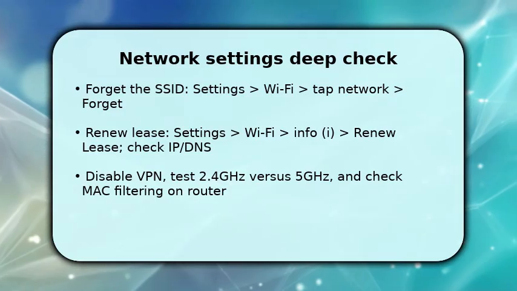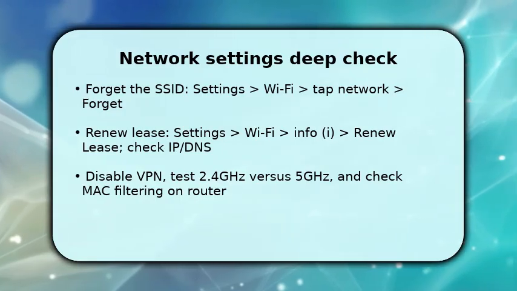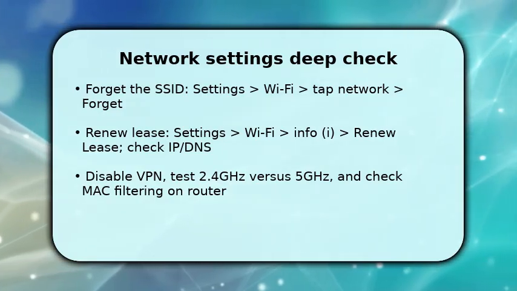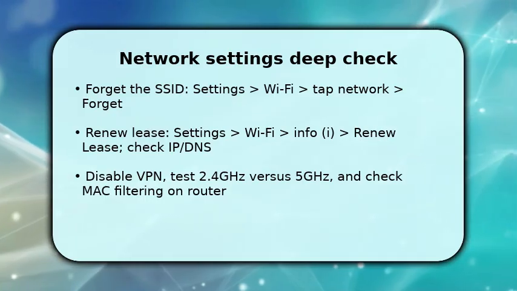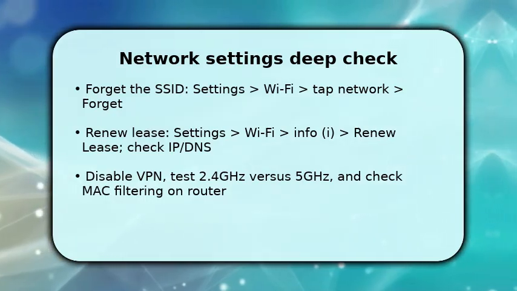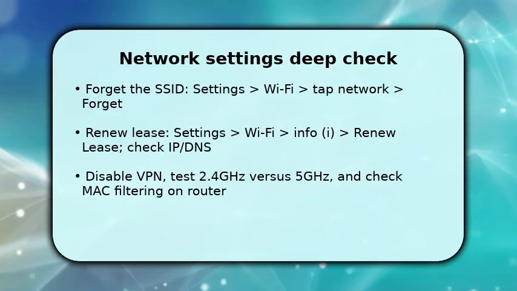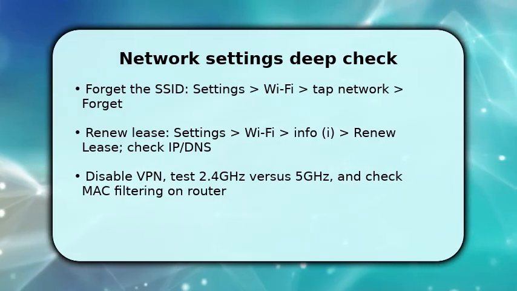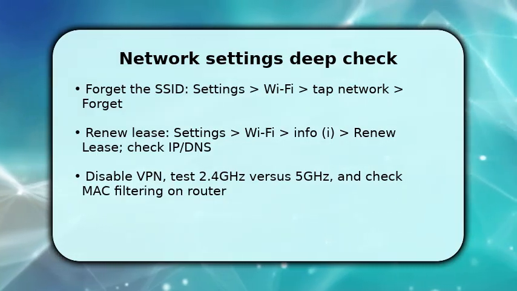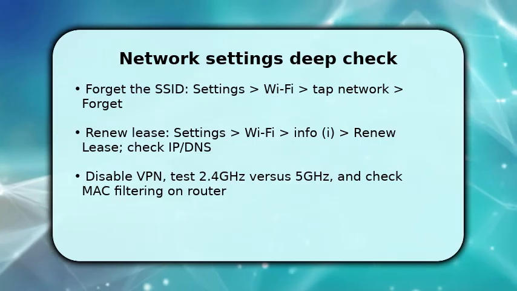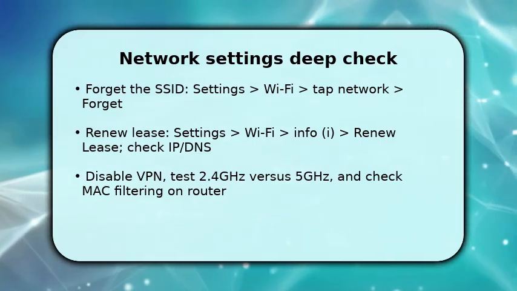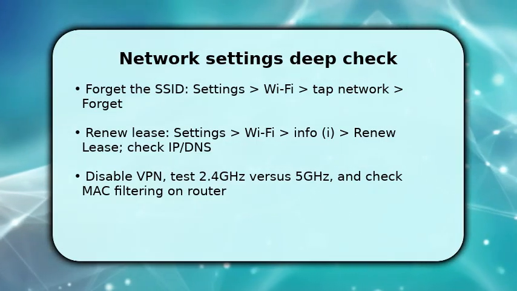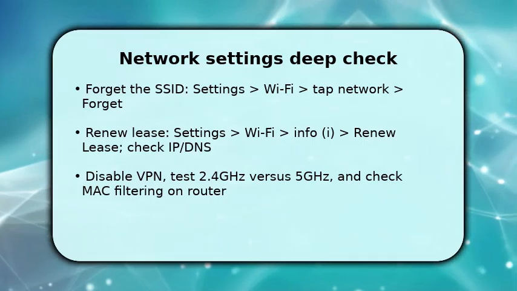Now fix configuration mismatches. Forget the network in settings and rejoin so the password and handshake start fresh. Then open the network info and tap Renew Lease to get a new IP address. Verify IP and DNS look valid for your router. Temporarily disable VPN and test connecting to both 2.4 GHz and 5 GHz bands because range and compatibility differ.